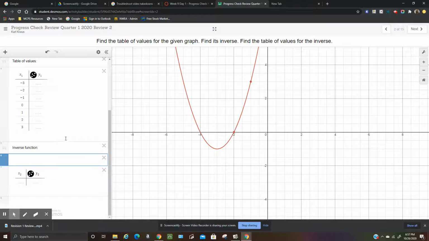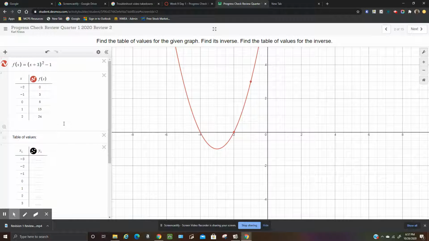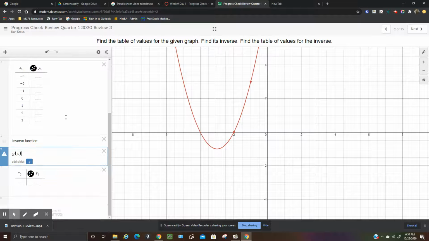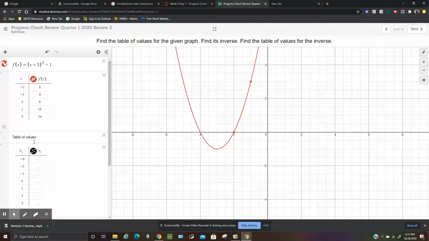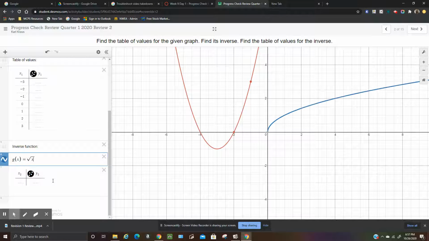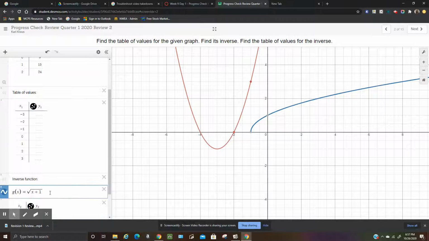And then the inverse function, once again, let's call it g of x. And then when you go up here, the first thing we're doing, the inverse is add 1 and then take the square root. So this should be square root of x plus 1 and then -3.